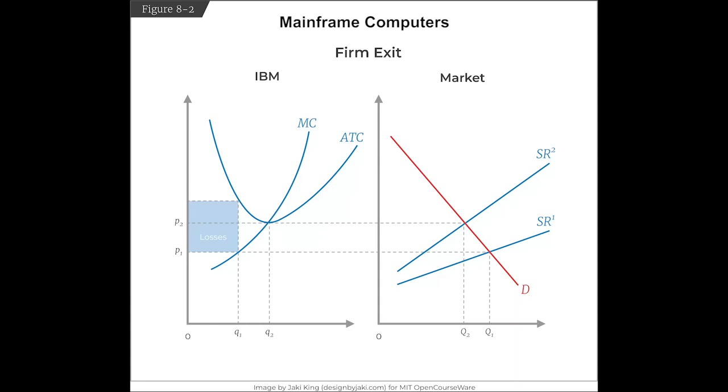In the mainframe market, they're initially at supply curve 1, which is very flat because there's lots of firms making mainframes. It intersects demand at a price P1. Now we go to the left. Remember, IBM has to produce where its marginal cost equals price. That occurs at production level Q1. At production level Q1, IBM is losing money. It is losing that entire large rectangle.